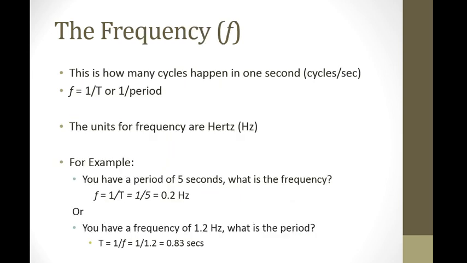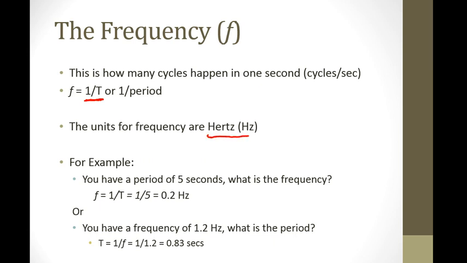Now the frequency is how many cycles happen in 1 second. So the frequency can be described as 1 divided by the period, or what we call T. So here's our equation for frequency. The units for frequency are hertz.